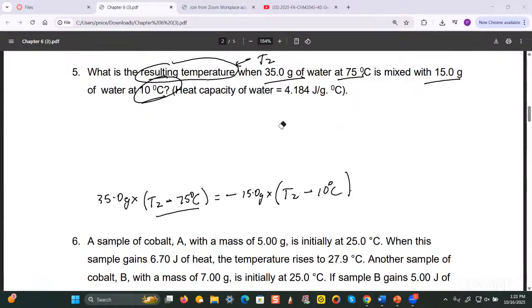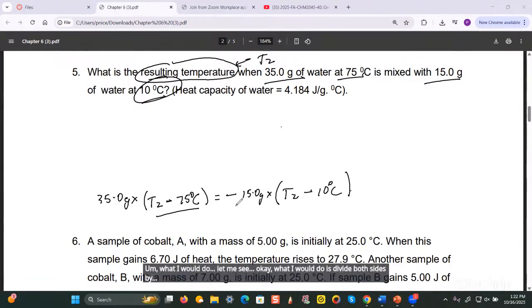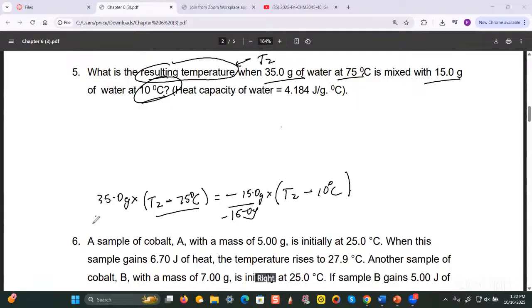All right. So what I would do, there are several approaches you could take. What I would do is divide both sides by minus 15.0 grams, right? So that this will cancel out with that. And let's see what that gives. So 35 divided by 15 gives 2.33.